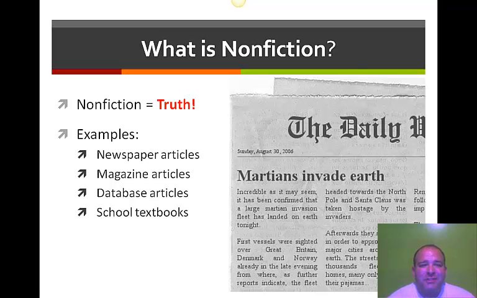What is nonfiction? Nonfiction equals truth. So examples of nonfiction are newspaper articles, magazine articles, database articles, school textbooks. At some point, you guys have all read some type of nonfiction. Okay? We gave you an example here of what a fiction article might be. Martians invade the Earth. Okay, it's fake. Somebody probably wrote it for fun, but this is an example of fiction. We're going to be focusing on nonfiction.